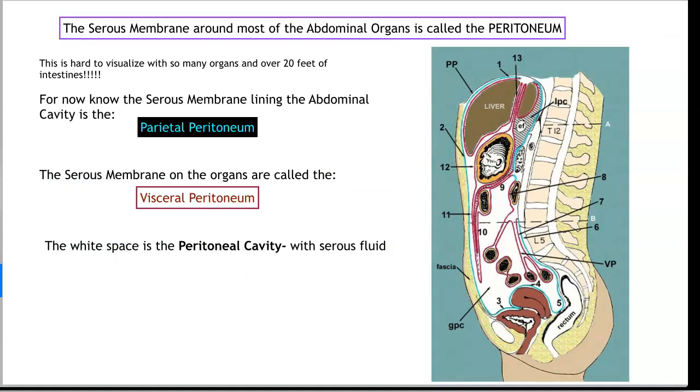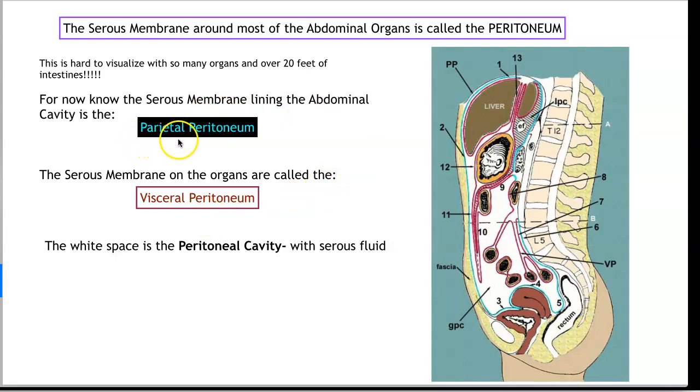Now we get to the serous membrane in the abdominal cavity. Now this is complicated, and all I want you to know at this point is the serous membrane around most of the abdominal organs is called the peritoneum. Now, it also has a parietal peritoneum and a visceral peritoneum, but now we are covering multiple abdominal organs.